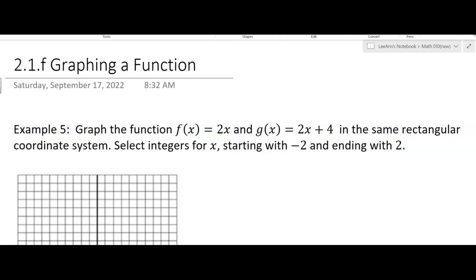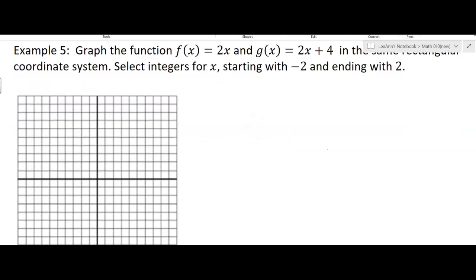So now they want us to graph a function. So we're going to put the fun in function. Okay. So I like to say that at least once every time I introduce functions.